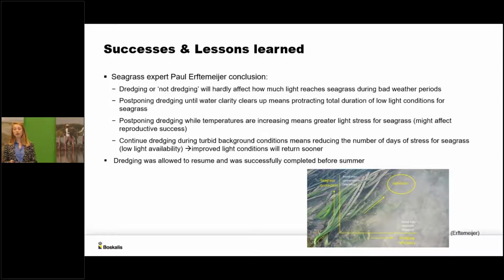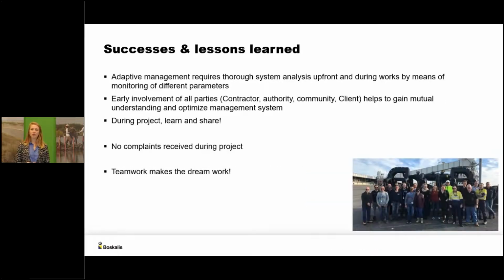Furthermore, postponement would result in dredging operations prolonging into the summer season, which would have a really adverse impact. So actually the conclusion was that it was better to dredge during those periods of storm conditions to have a better result both for the dredging and for the seagrasses. And with this knowledge, we were allowed to resume the dredging works and complete before the onset of summer.